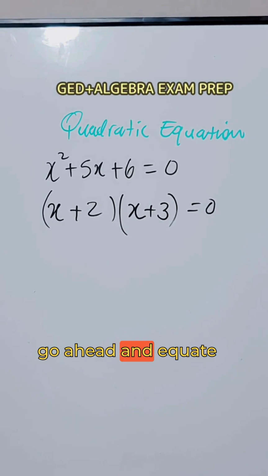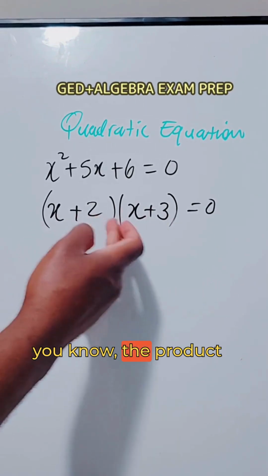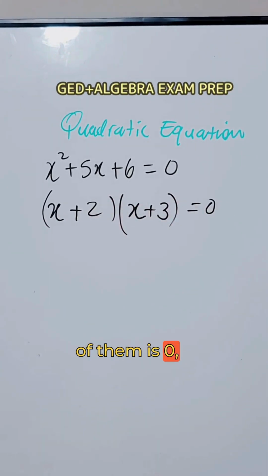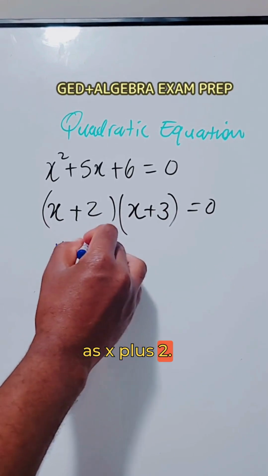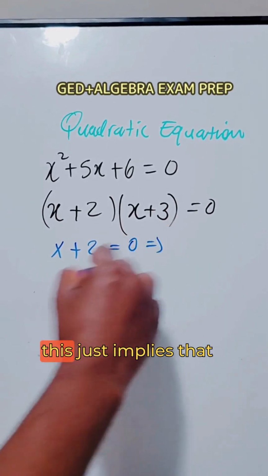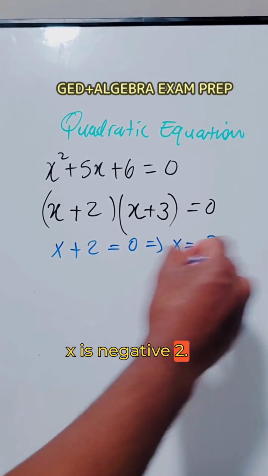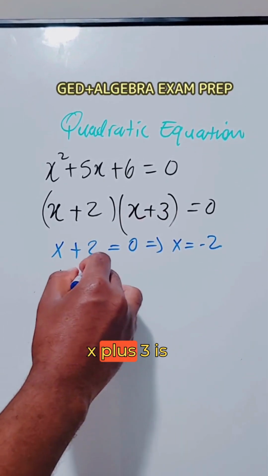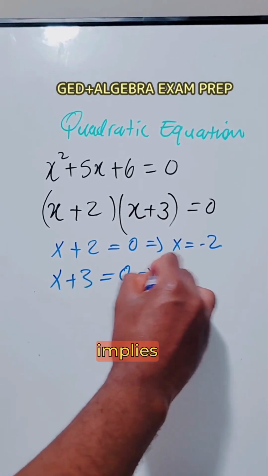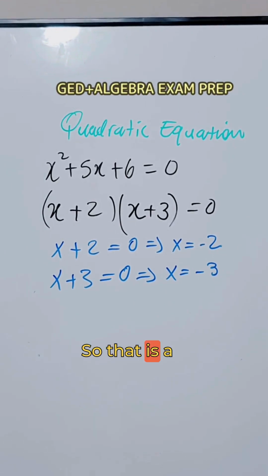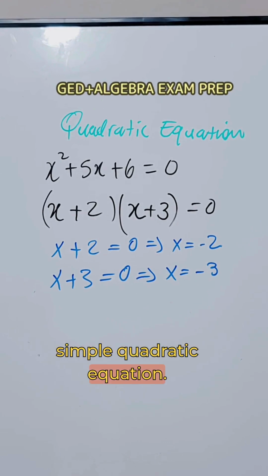Then we can just go ahead and equate this to 0, right? The product of two things is 0 if either one of them is 0. So we can write x plus 2 is equal to 0, and this implies that x is -2. In the same way, x plus 3 is equal to 0 implies that x is what? -3. Okay, so that is a very simple system of simple quadratic equation.